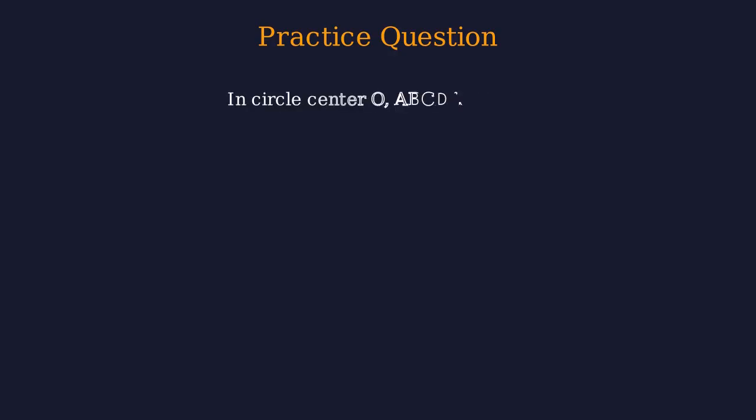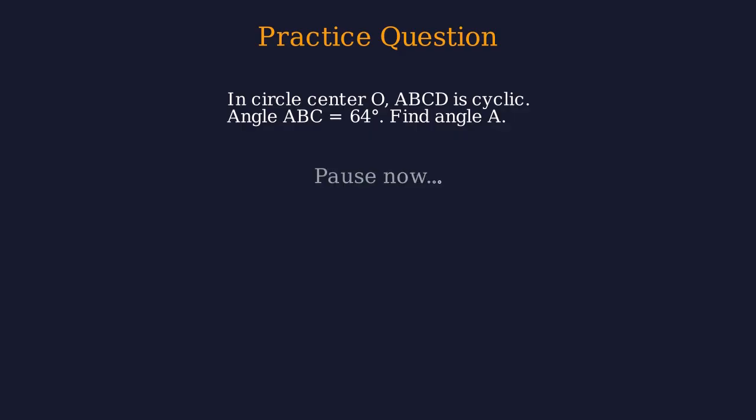Rapid practice. Time for a quick practice question. I'll read it. Pause for you to think for about 12 seconds. Then I'll talk through the answer. Question. In circle center O, ABCD is a cyclic quadrilateral. Angle ABC is 64 degrees. Find angle ADC. Pause now and think how you'd label the diagram.